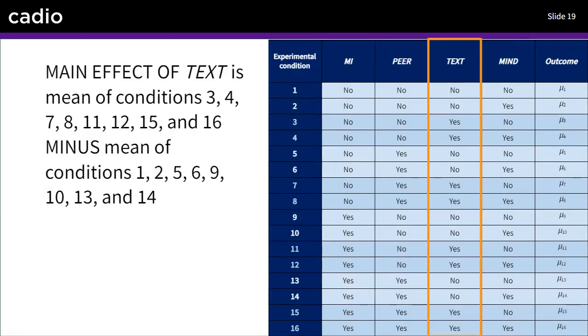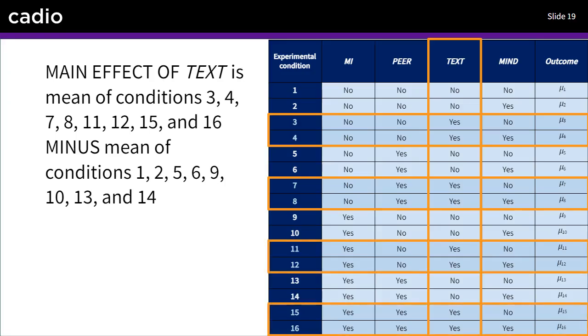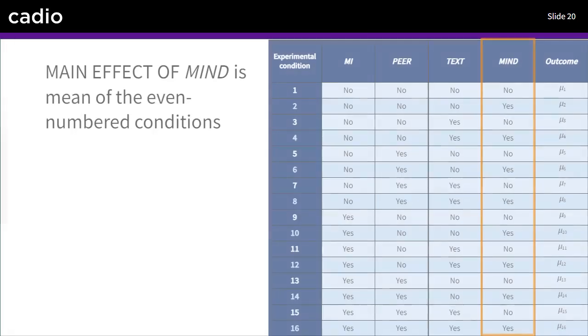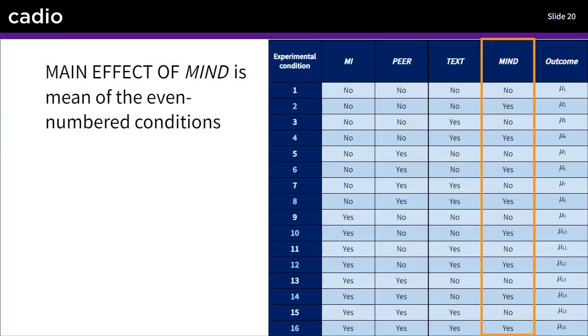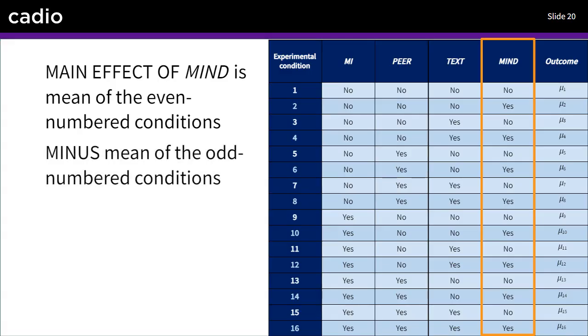Similarly, the main effect of the text message support factor is defined as the mean of the conditions in which text message support is set to yes. This is conditions 3, 4, 7, 8, 11, 12, 15, and 16, minus the mean of the conditions in which text message support is set to no, that is, the remaining conditions. And the main effect of the mindfulness meditation factor is defined as the mean of the even-numbered conditions minus the mean of the odd-numbered conditions.